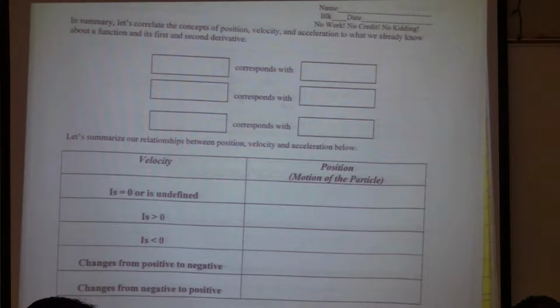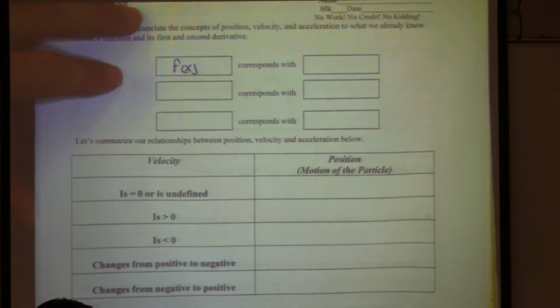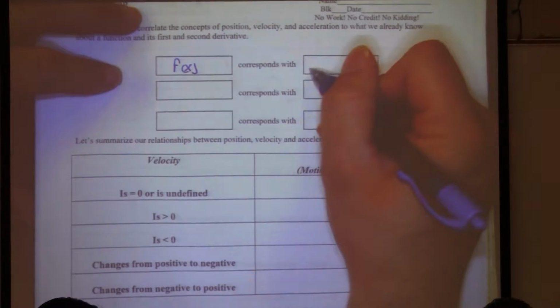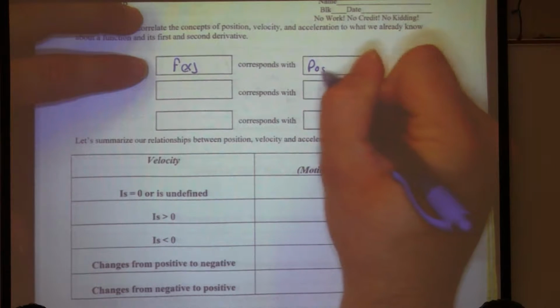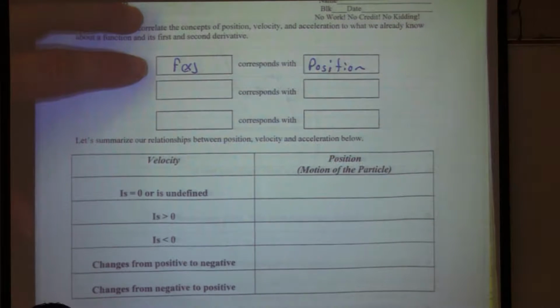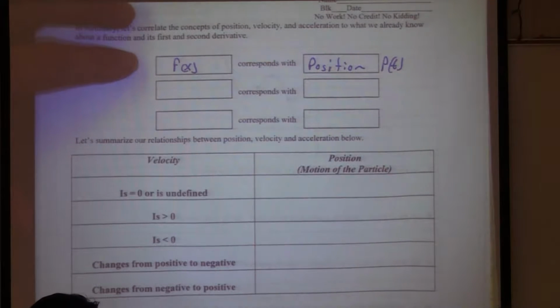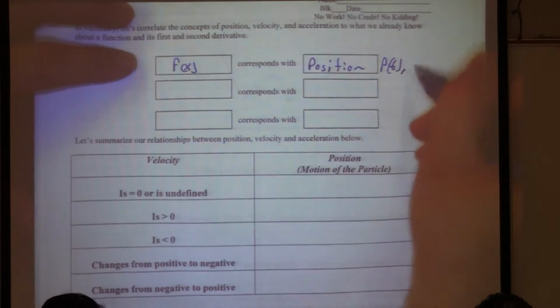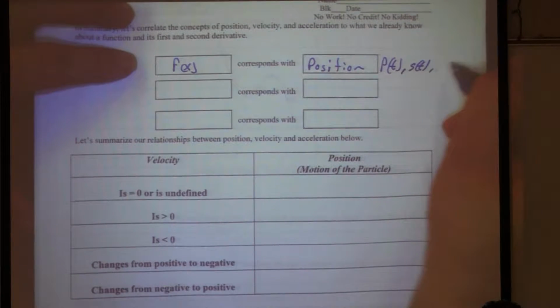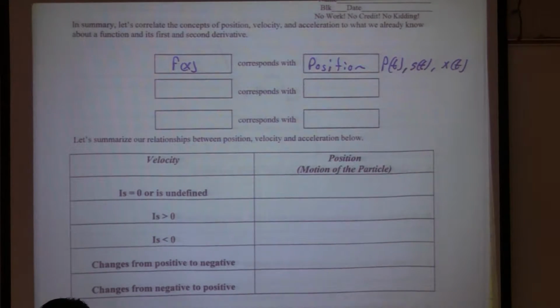Alright, so let's see how a function and its first and second derivative are related regarding position, velocity, and acceleration. So, when I had my original function, what would that correspond to here? That would correspond to position, right? That would be P of t, or S of t, or X of t, right? The different notations that they use to represent position.